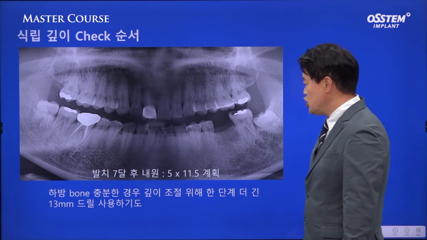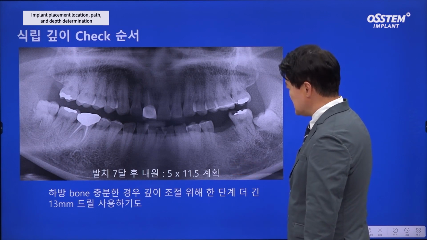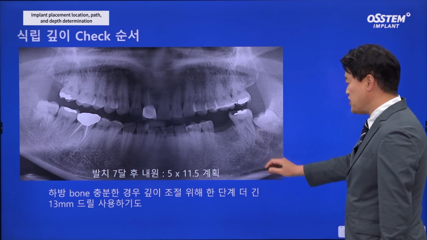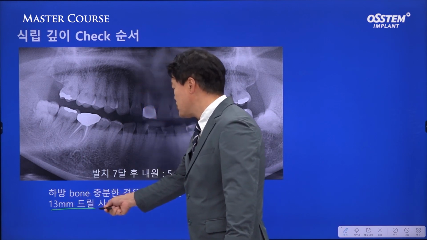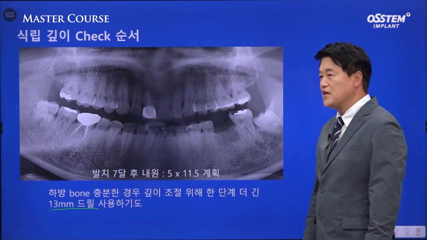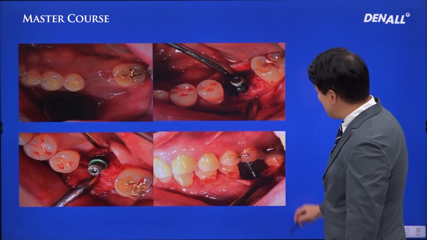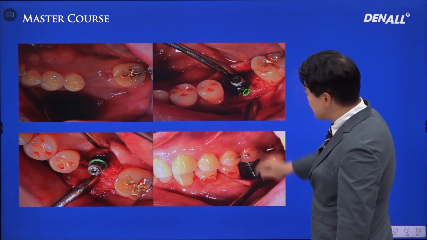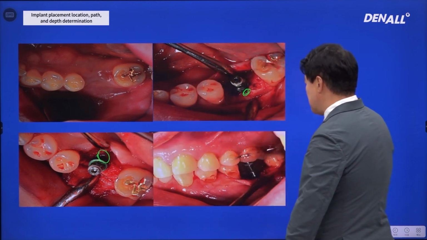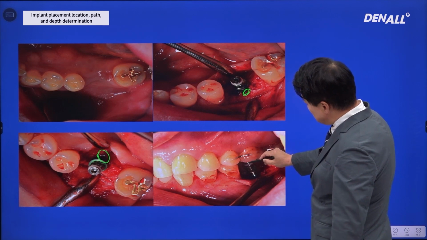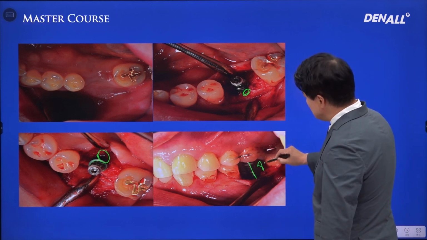The patient visited 7 months post-extraction. A 5 by 11.5 implant is planned, and the implant was placed. When there is sufficient bone below, the depth can be more easily controlled using one size longer, the 13 millimeter drill. As you can see, after the placement of an implant, the rough surface is checked buccally, and lingually it is checked again, whether the rough surface is submerged, and lastly, at occlusion, the mount is checked whether 8 millimeter space is secured.